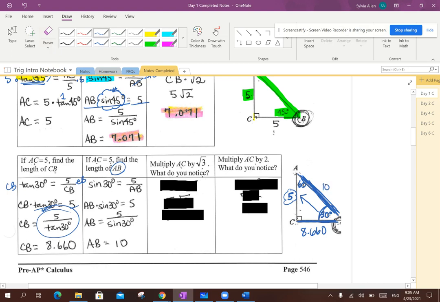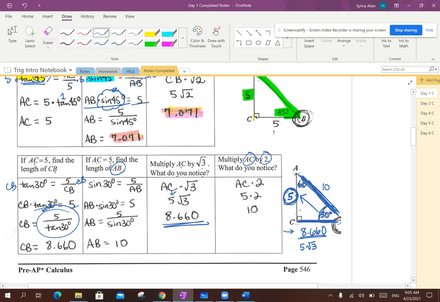Now, it says multiply AC by rad 3. Okay, so AC, all right, by rad 3. So if we get AC, we know that that is 5 rad 3, and it's the same that we got for this guy right here. So this is the approximate value, or the exact value would be 5 rad 3. And then it says multiply AC by 2. Well, you got AC by 2, then that means you end up getting 10.